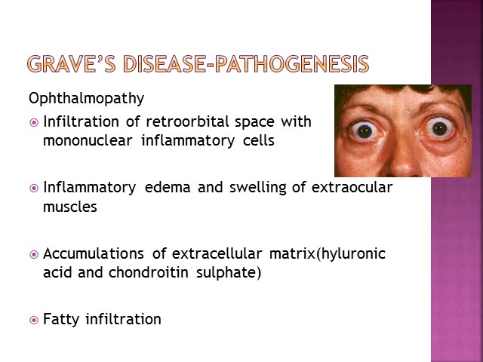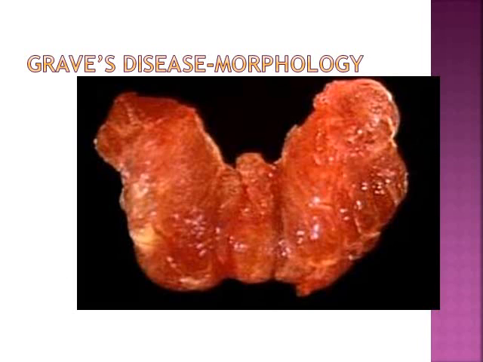One is infiltration of the retroorbital space with mononuclear inflammatory cells. The lymphocytes keep on infiltrating the retroorbital space. The second is edema and swelling of the extraocular muscles. There is accumulation of extracellular matrix, usually hyaluronic acid and chondroitin sulfate. There is fatty infiltration also associated with this. So these are some of the pathogenic associations with exophthalmos.